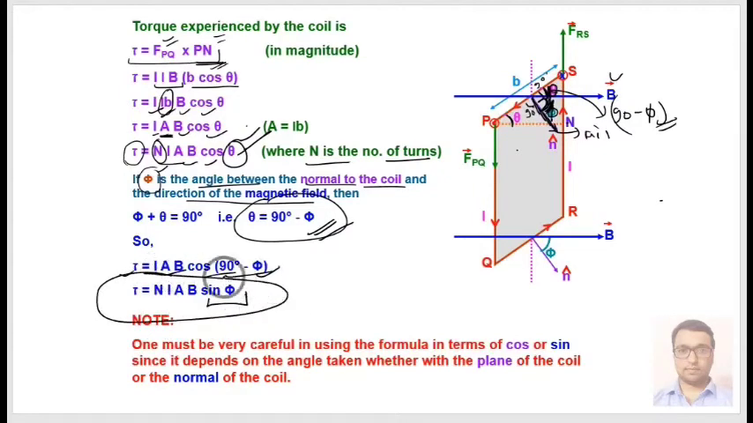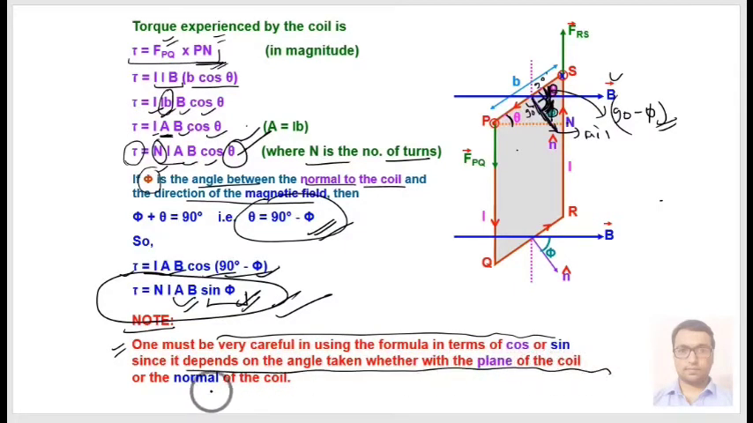So the expression for torque comes out to be NIAB sin phi. Okay, here one note is given: one must be careful in using the formula in terms of cos or sin, because it depends on the angle taken, whether with the plane of the coil or the normal to the coil. Means you have to remember which angle is given in the data of the question, whether it is given phi or theta. In terms of that only you will use either cos theta or sin phi. However, both are correct, but you have to keep in mind which angle is given.